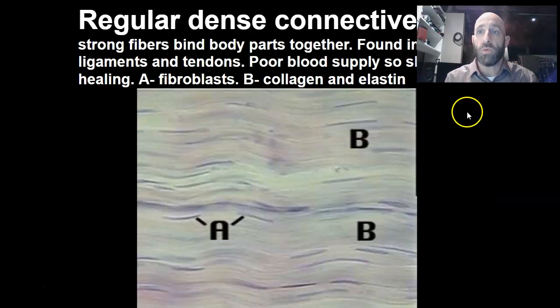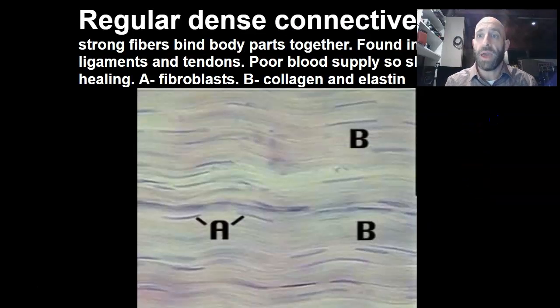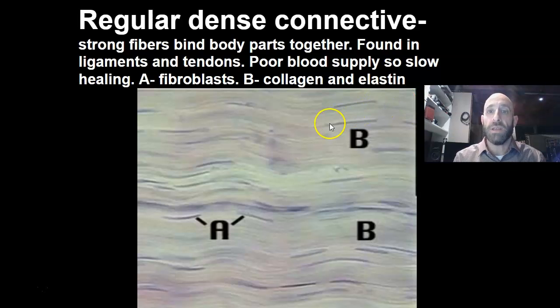Okay, the next one is called regular dense connective. Regular dense connective is going to be what makes up all of your ligaments and tendons. So these are very strong fibers. They are dense. They're called regular dense. They're called regular because they all run the same direction.